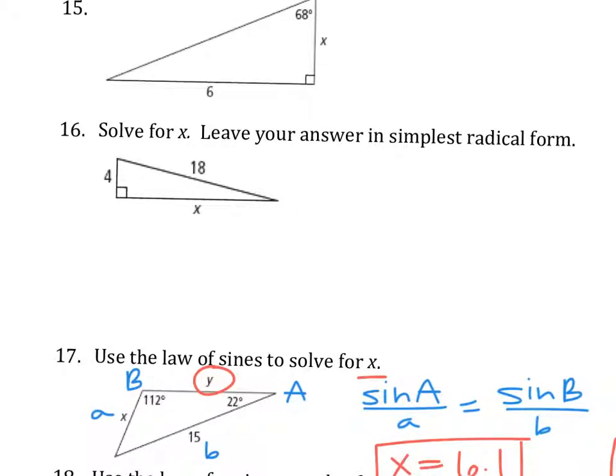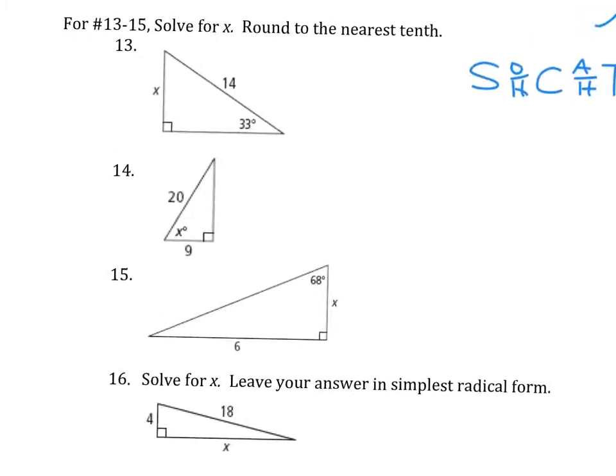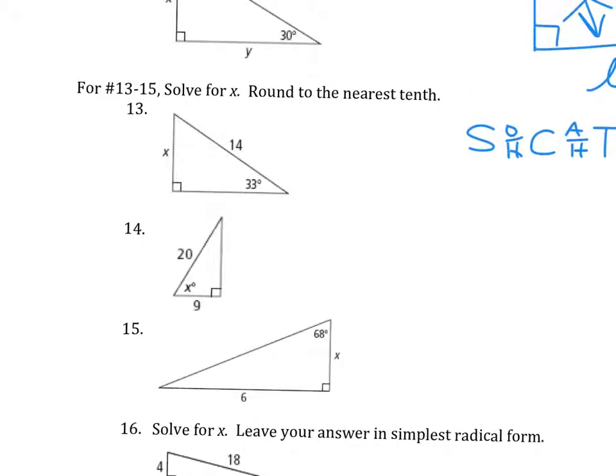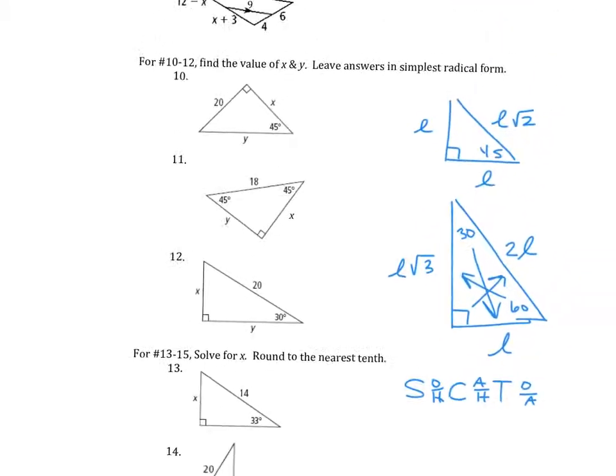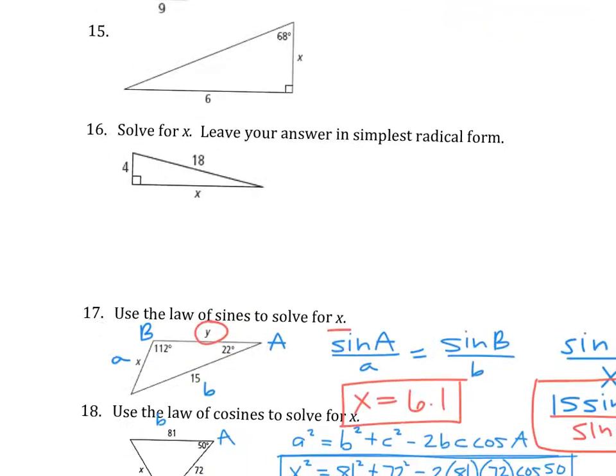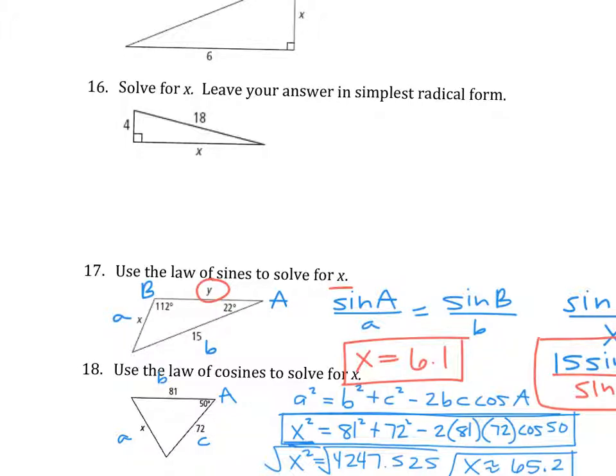Okay, 16 is always a problem that I feel like people, after seeing things like this, like 13, 14, 15, and even 11 and 12, get to this problem and think, what am I supposed to do with that? Do you know any angle measures in that problem? You know one. You know you have a right angle, right? So this is not a 30, 60, 90. It's not a 45, 45, 90. But you have two sides of a right triangle. How do you find the third side?